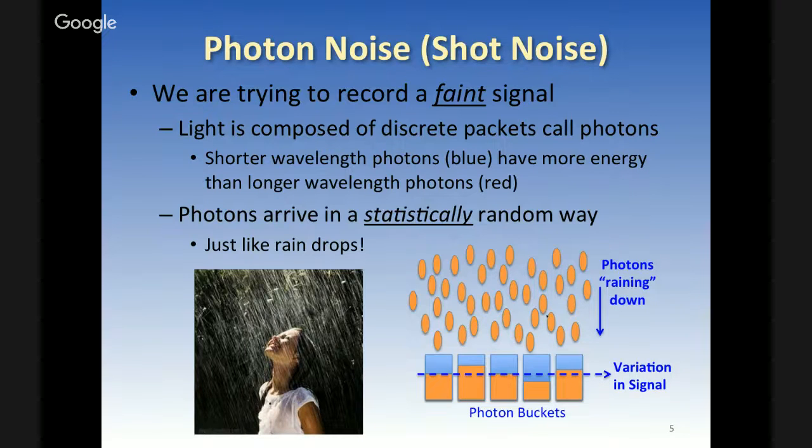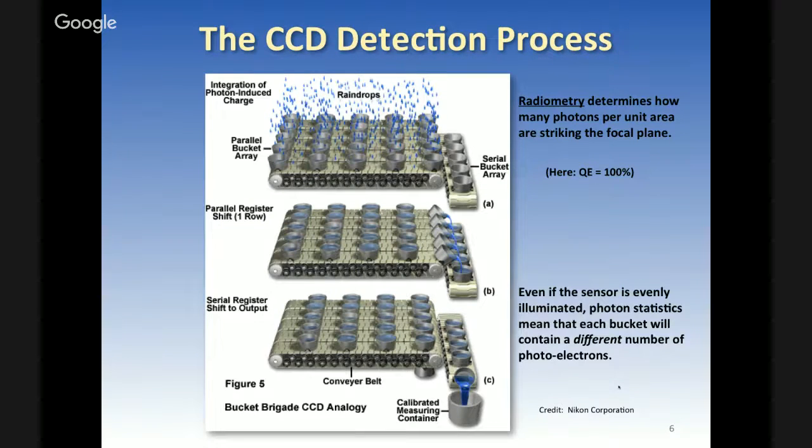So I want to make sure everybody understands this, that photons come raining down, and if we put out our little buckets, each one of these buckets is going to collect a different number of photons, and that's going to create a variation in our signal. And I love this diagram, and I just had to use it. It comes from Nikon, and it shows a little bit of the way a CCD works, and they even use this concept up at the top of raindrops coming down. And of course, these raindrops are really just photons being collected by all these buckets on all these conveyor belts.